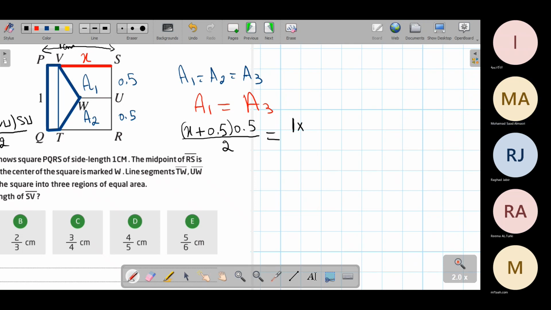I want the small one. If the bigger one is equal to 1 centimeter and this one is equal to x, so PV will be equal to what? 1 minus x.